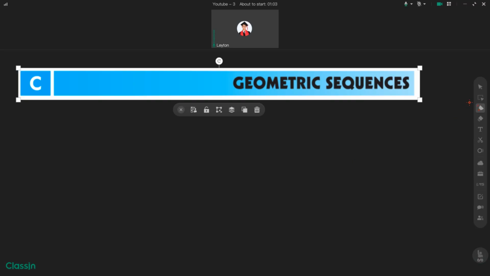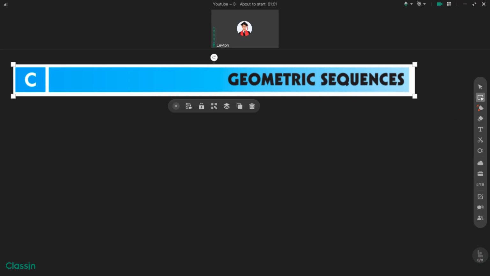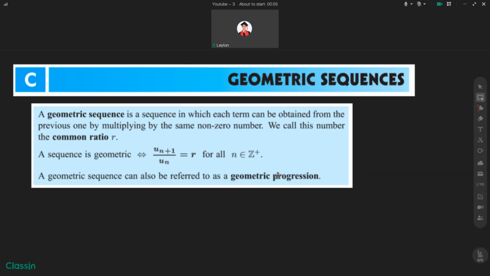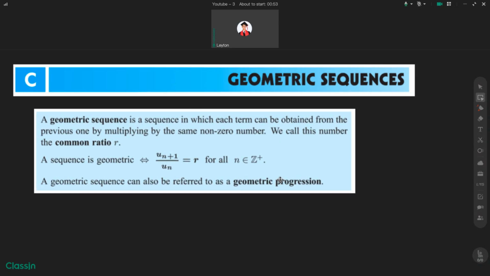All right, so in this class today, we're going to talk about geometric sequences. Now, let's first look at the definition of a geometric sequence. A geometric sequence is a sequence in which each term can be obtained from the previous one by multiplying by the same non-zero number. We call this number the common ratio r. And a sequence is geometric if the next term divided by the current term is this common ratio r.